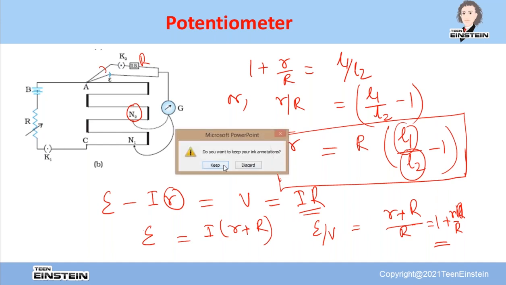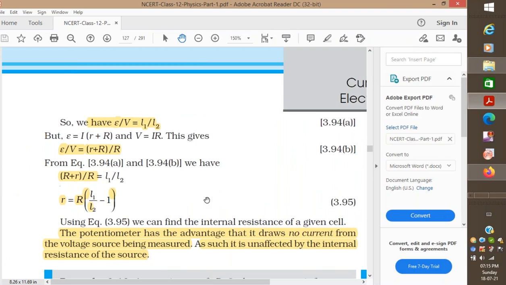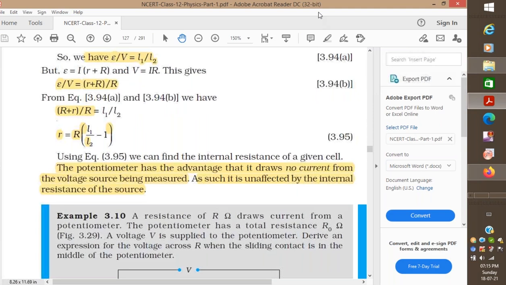So these were two applications for this potentiometer. I hope you people have understood this. We'll be doing many numerical examples as well as many other applications depending on this.